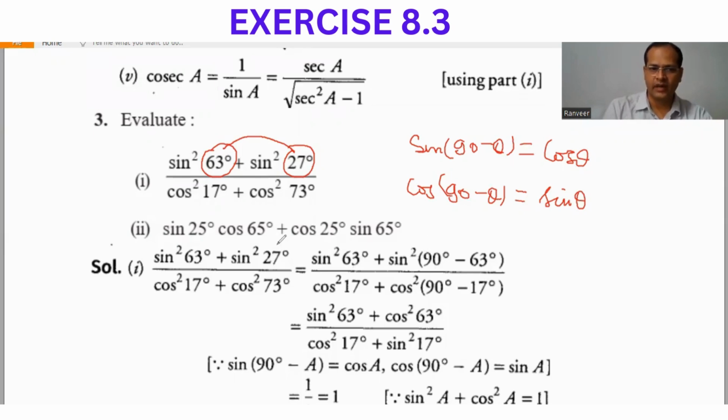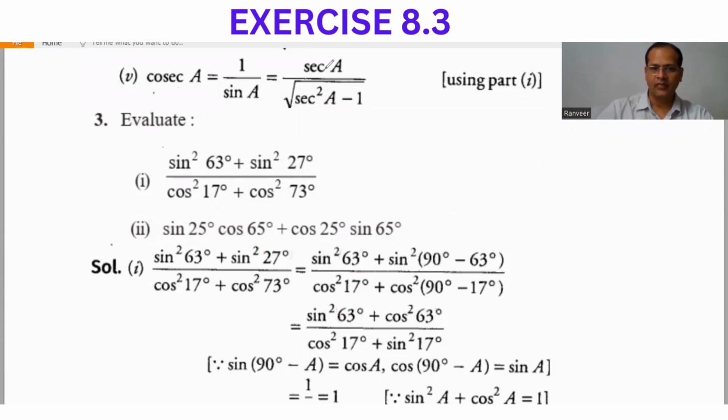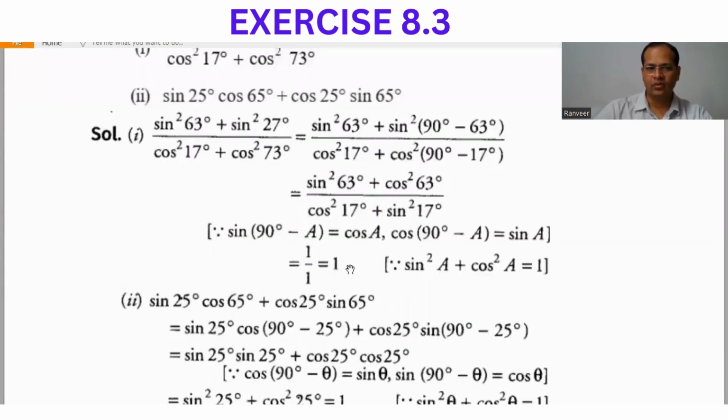So in sin square 63 degree plus sin square 27 degree, we can write 27 degree in terms of 63 degree, that is 90 minus 63. Sin of 90 minus theta is nothing but cos theta, so cos square 63 degree. The angles are the same, so sin square plus cos square is 1. Similarly, cos square 17 and sin square 17 gives 1. So this is the value, 1.